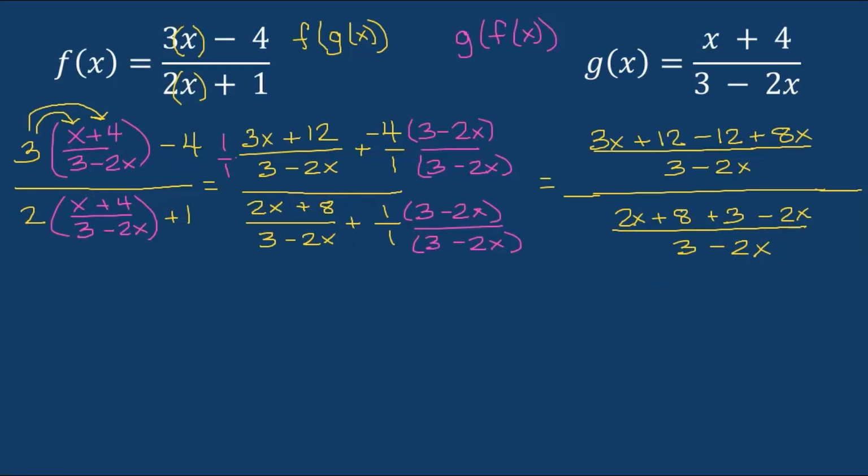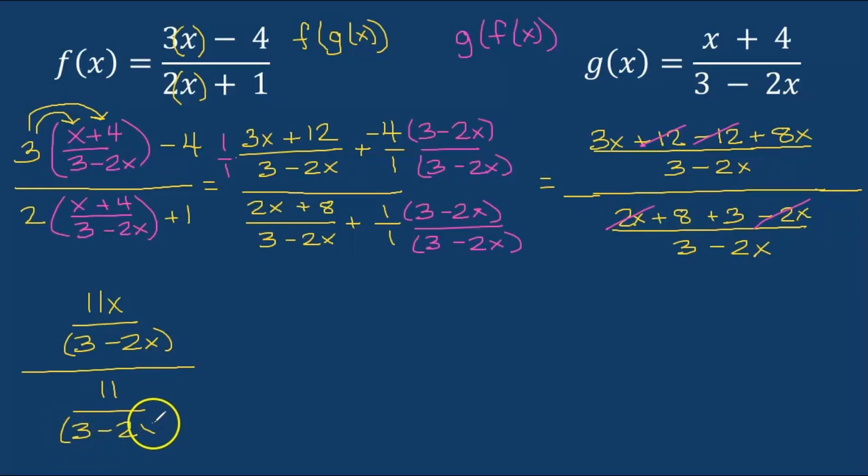Now luckily, we have quite a few things that can be canceled out or simplified. Positive 12 and negative 12 cancel each other out in this numerator. And so I can add 3x plus 8x into 11x. And the denominator is 3 minus 2x. In this denominator, 2x and negative 2x cancel each other out, and I can add together 8 plus 3. That makes 11. Also over 3 minus 2x.